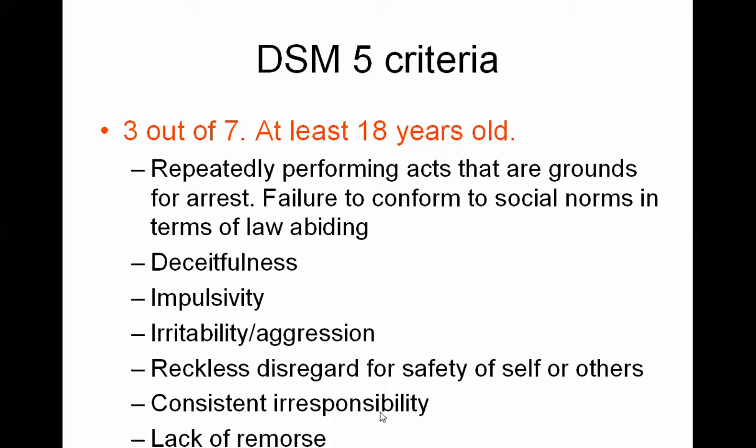Consistent irresponsibility. Again, it's consistent. You're not just sometimes irresponsible. They're most of the time irresponsible. So for example, repeated failure to sustain consistent work behavior, or honor financial obligations, or honor marital obligations. And finally, we have a lack of remorse. So after they've done all these things, they've lied to people, they've taken dangerous action, they've broken the law, they don't have a sense of remorse.